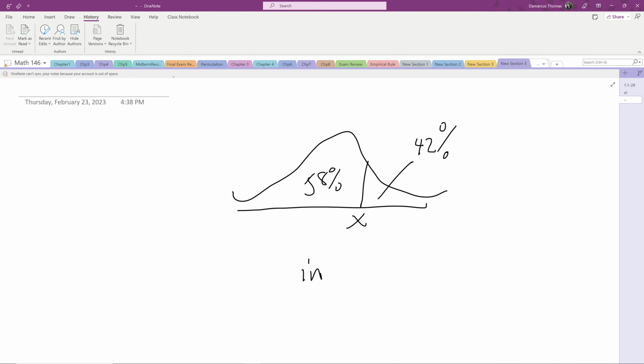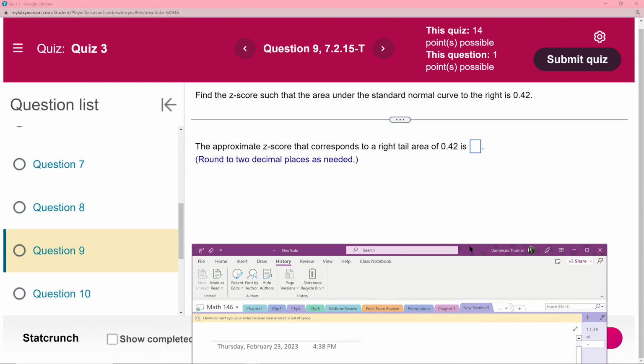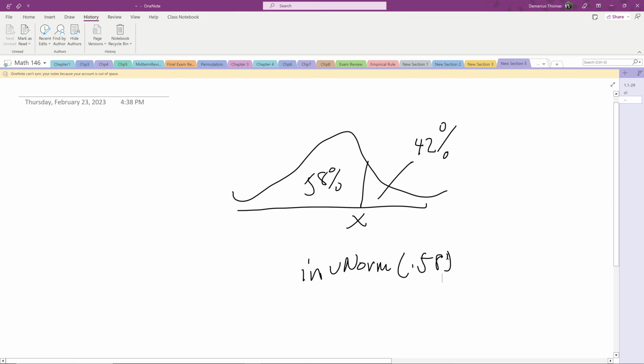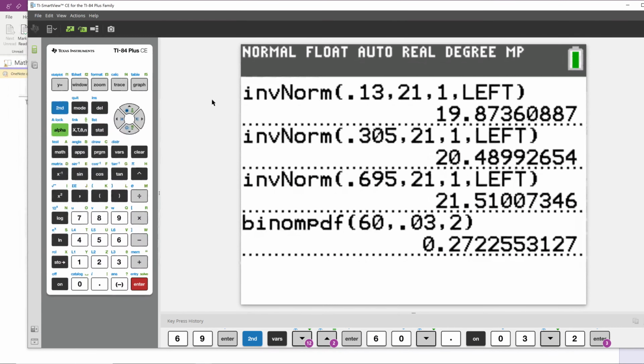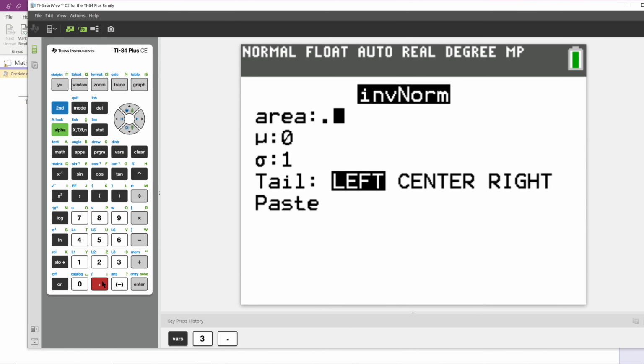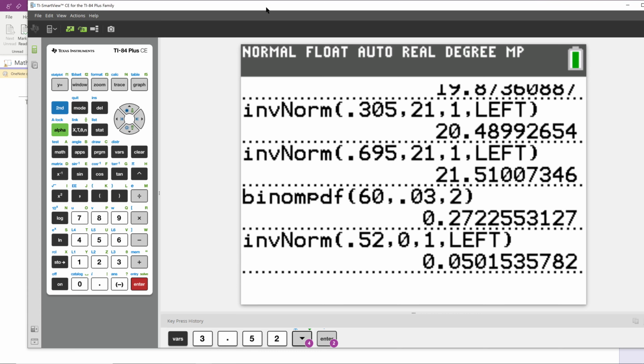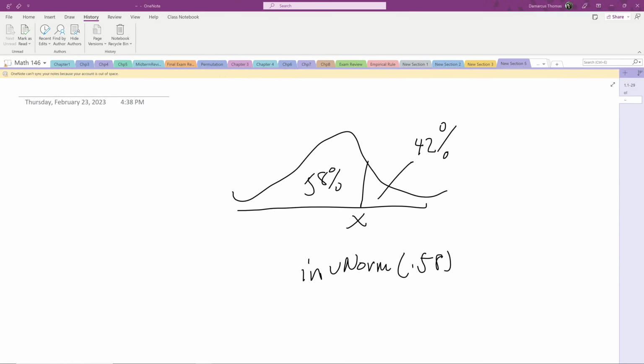We could just do inverse norm of 0.58. Are we talking about the standard normal? Yep, it's the standard normal. So the mean is 0. The standard deviation is 1. You pull this on your calculator, you just do inverse norm of 0.58, and you're going to get 0.201.